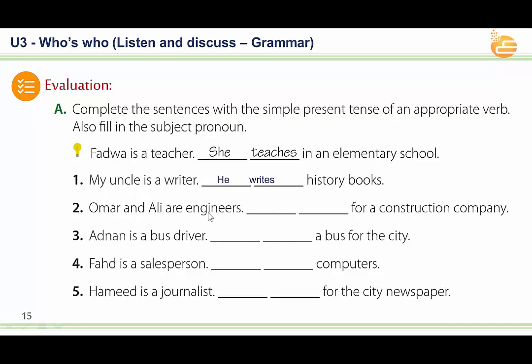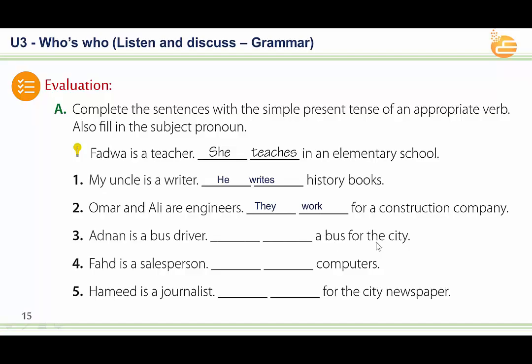Number 2. Umar and Ali are engineers. We are talking about Umar and Ali. So we have to say they. Very nice. Okay. They what? For a construction company. They work. Very nice. Excellent. No S because we used they. It's plural.